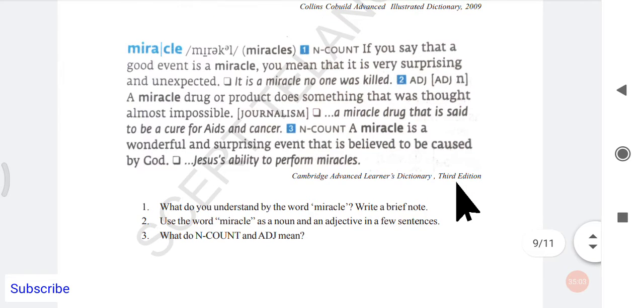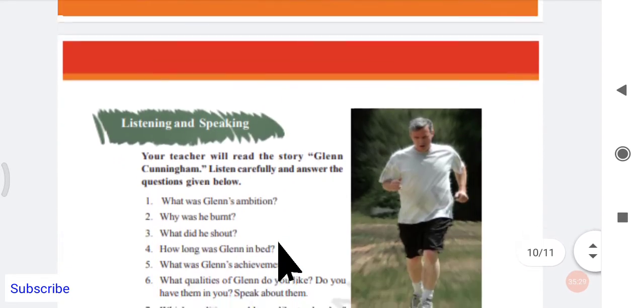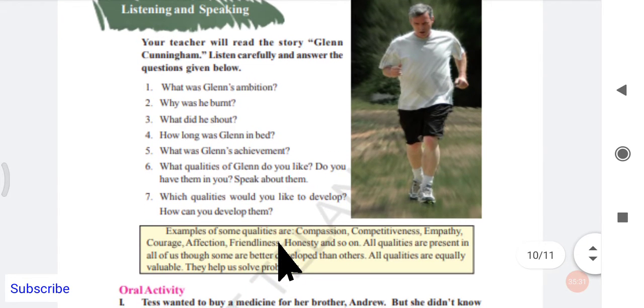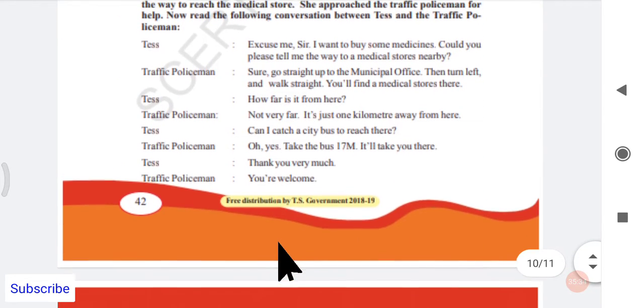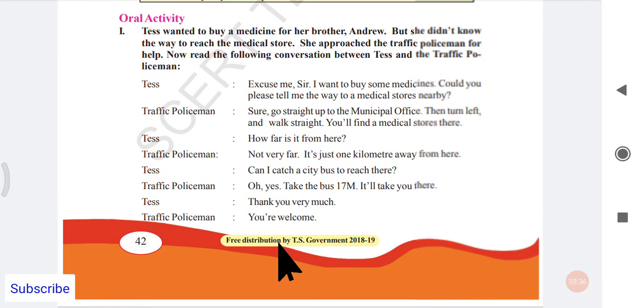You can go through these other two questions also here. Use the word miracle as a noun and adjective in a few sentences. Write two sentences using the word miracle as a noun, and two other sentences using it as an adjective. Next, what do you mean by n-count and adj? It is countable noun, and adjective. Those are the short forms you will find in the dictionary when you refer to it. We have listening and speaking, all that we do in a single video.